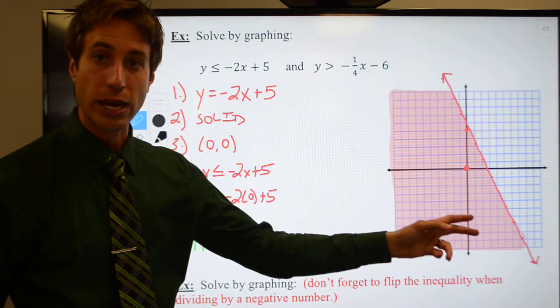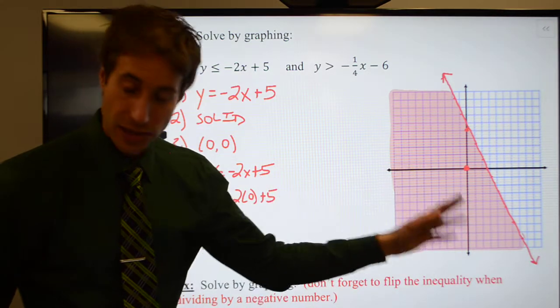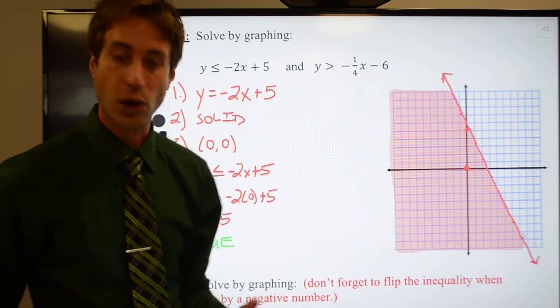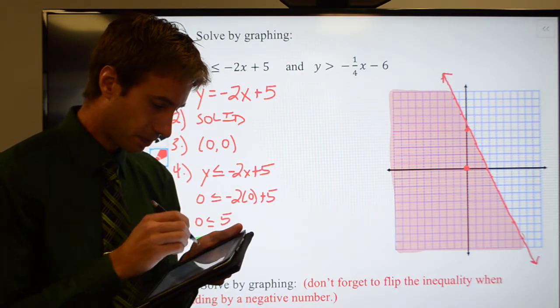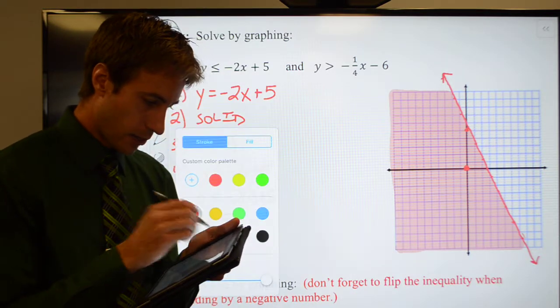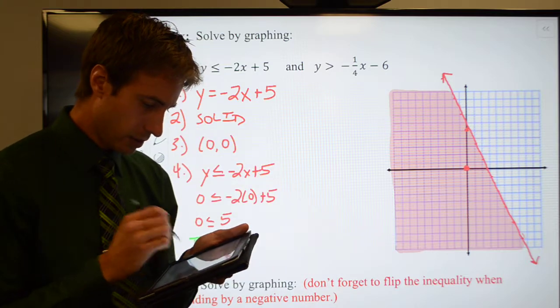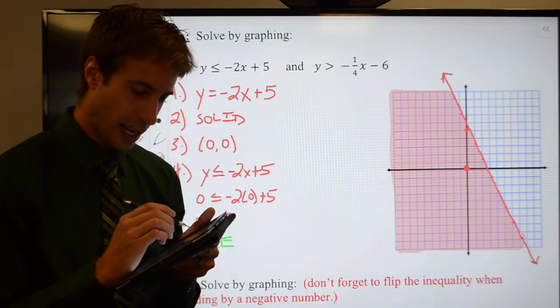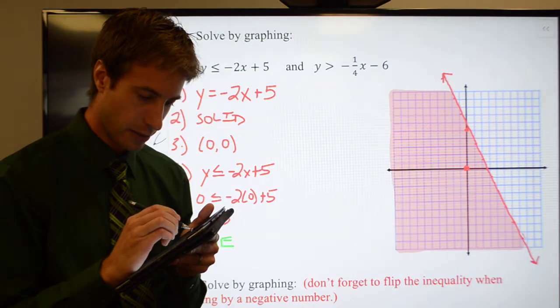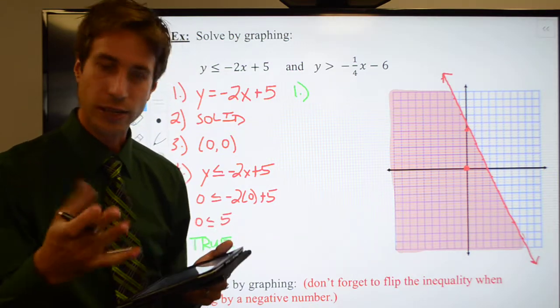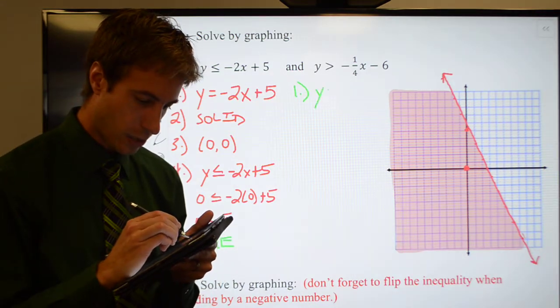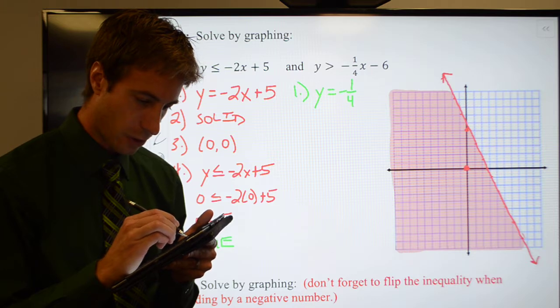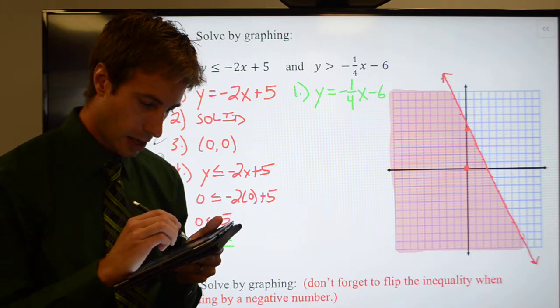Okay, that's the first inequality. Let's go ahead and get the other one. Let's do this one in green. Christmas colors. I know it's weird, but that way you can tell them apart. y equals negative 1/4 x minus 6.